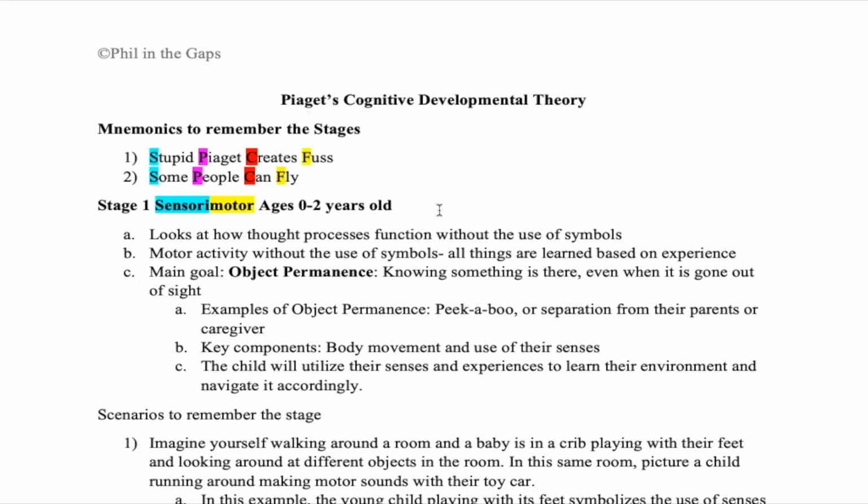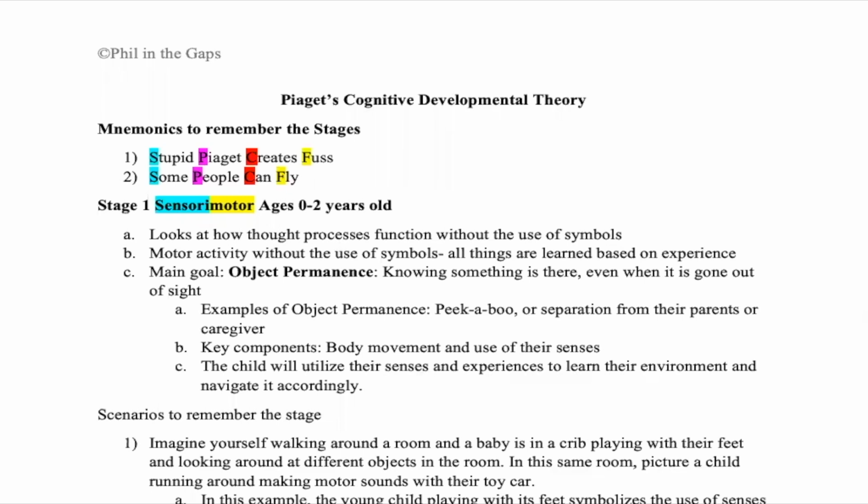So the age range here is 0 to 2 years old. If you picture a child from 0 to 2 years old, once they're able to get locomotive, they're going to be ripping around. A 2-year-old is going to be running around all over the place, and a child from 0 to 2 is going to be putting everything in their mouth. Why? Because sensory motor is where a child is going to get experience and understand what their environment is by utilizing their senses and motor activity.